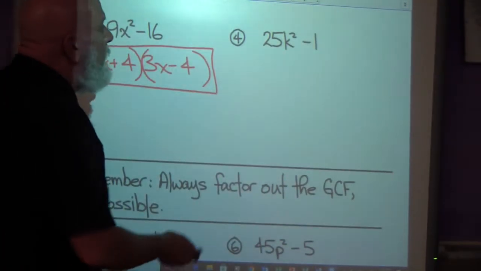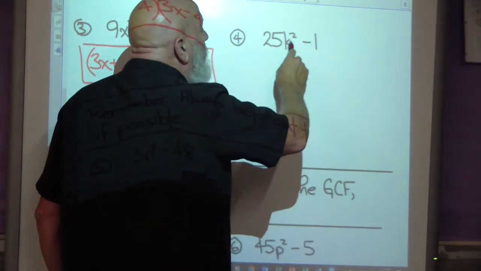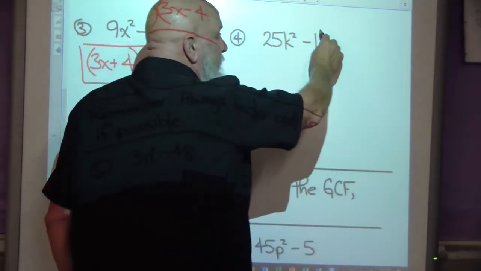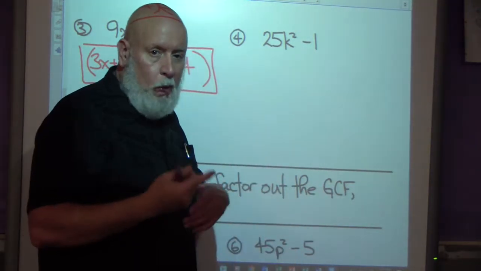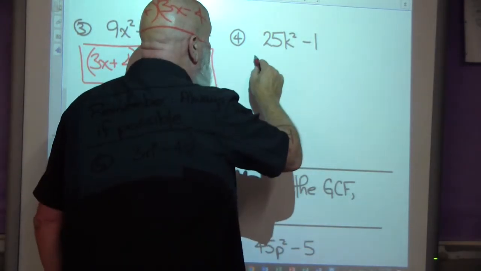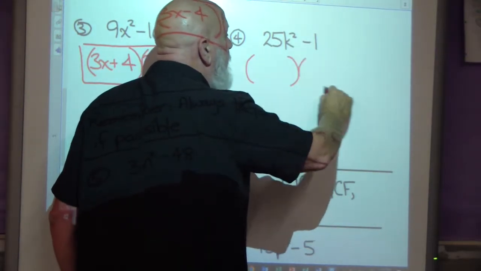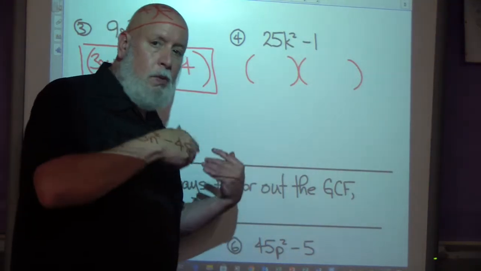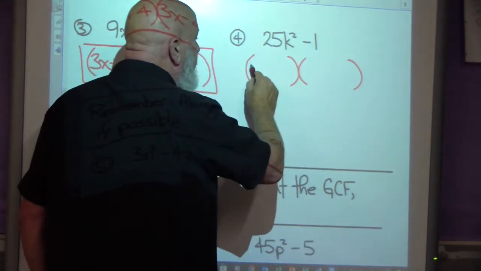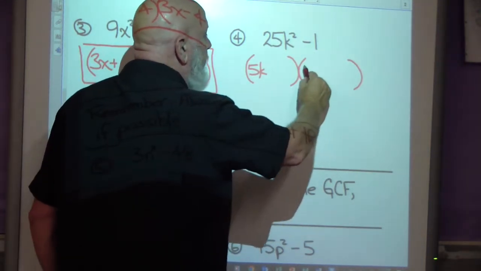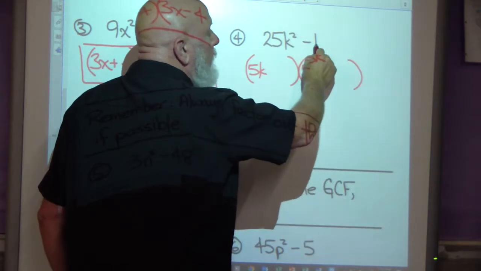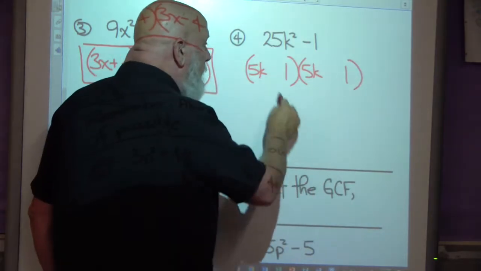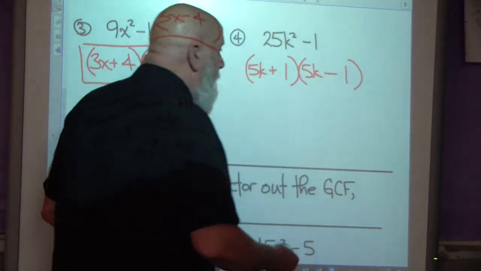Okay. And here we have another one. This is 25k squared minus 1. 1 is a perfect square. That's 1 times 1. It doesn't look like it has a square there, but it's still a perfect square. 1 times 1 is 1. So I'm going to use the difference of squares pattern. I take the square root of this one. Well, 5k times 5k is 25k squared. So I'm going to put 5k here and 5k here. I take the square root of 1 and I put it here and here. Well, the square root of 1 is 1 because 1 times 1 is 1. Then I make one of them plus, the other one minus, and I'm done.